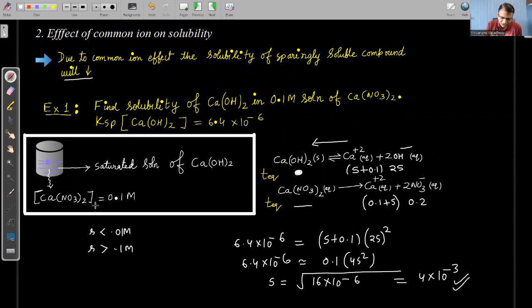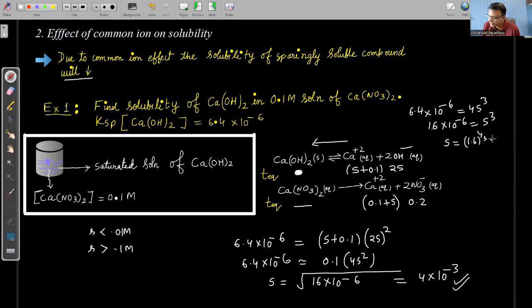If this calcium nitrate is not in this solution, then we can directly apply the formula and write that Ksp is equal to 4S cube. Ksp is 6.4 into 10 to the power minus 6, which is equal to 4S cube. So from here, if I simplify, S cube is equal to 1.6 into 10 to the power minus 6.